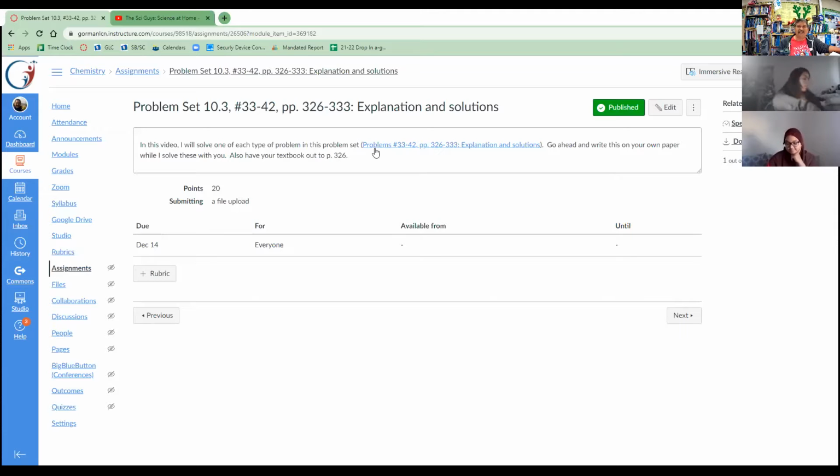And we are going to do some of the sample problems from problem set 10.3 in Pearson Chemistry. Pearson Chemistry is a book that looks like this. If you own this book, you can turn to page 326 and follow along. If not, take a look at the pictures that will be in Canvas later, and you can see many of those problems.